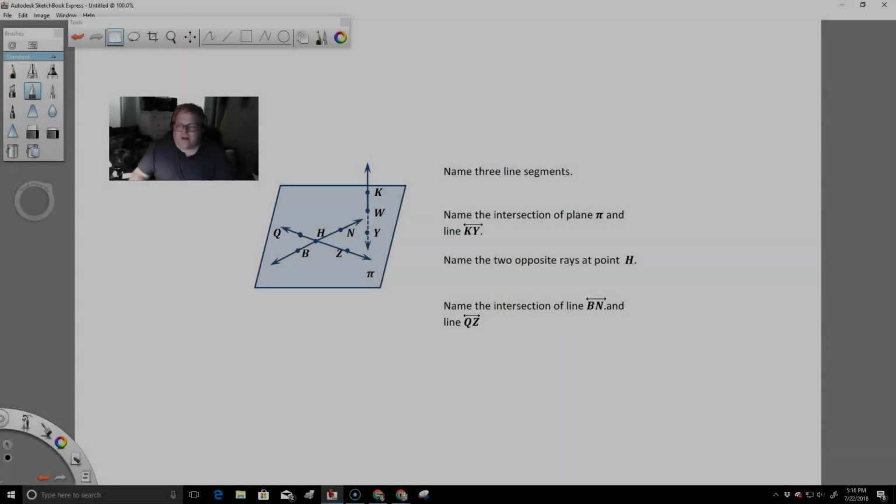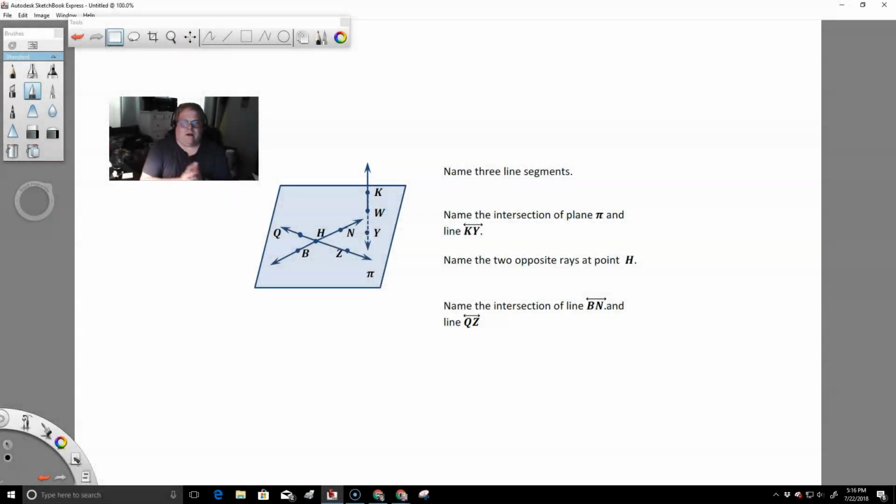All right, so now we are working on being able to name or identify things that are sitting on a plane, on a flat surface. We're going to start with one flat surface, then we're going to go to two flat surfaces, then three flat surfaces, but we're going to start the first one in one plane. This particular example is plane pi.